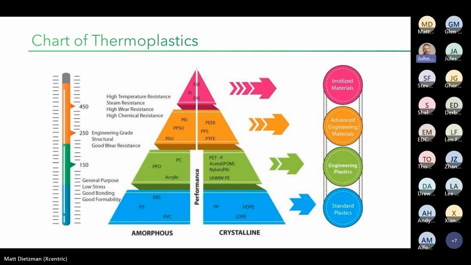But yeah, I'm not going to really break through each one of those, but we kind of break it down by the materials on the right and left and kind of go through there. So obviously, starting at the bottom are going to be your cheaper materials, and as you go up that pyramid, that price per pound is going to increase.